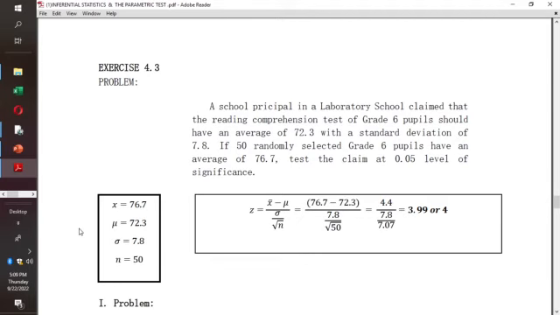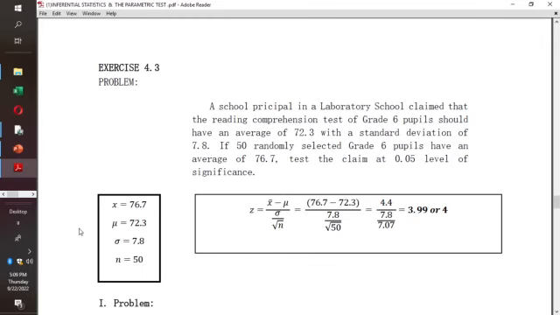So for exercise 4.3, the problem is: a school principal in a laboratory school claimed that the reading comprehension test of grade 6 pupils should have an average of 72.3 with a standard deviation of 7.8. If 50 randomly selected grade 6 pupils have an average of 76.7, test the claim at 0.05 level of significance.